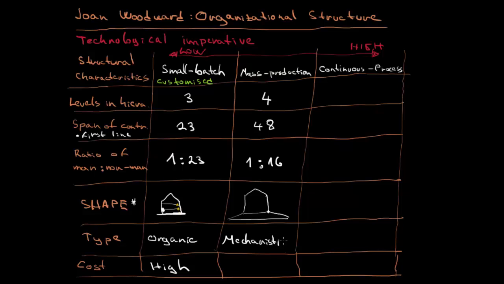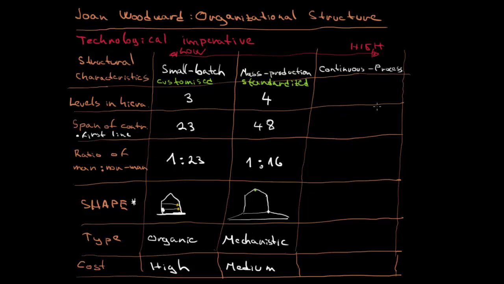Mechanistic, because we try to produce standardized products. We try that there will be no unexpected situation, so we can be very simple. Our decision making can be very centralized right at the top, so we can be really mechanistic. And the cost of the production is going to be medium. It is not the best or the cheapest production we have, but it is cheaper than having a small batch and customized production.